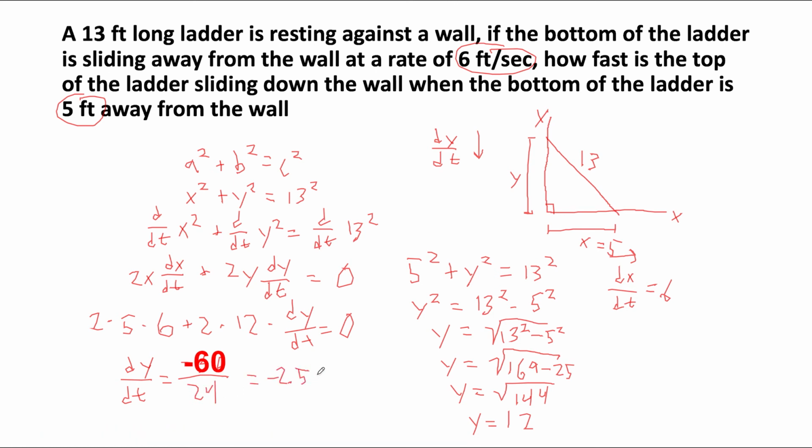And when it comes to units, we're looking at y over t. Y is feet and t is seconds. So it's negative 2.5 feet per second. And that about covers it for related rates.